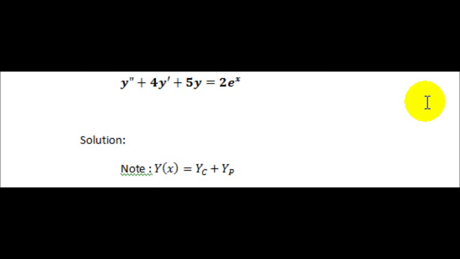Solution. Take note that to find the complete solution of the given equation, we need to find yc, which is the complementary solution, and yp, which is the particular solution. So let's begin solving for yc.